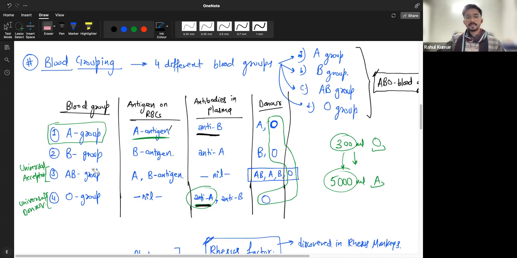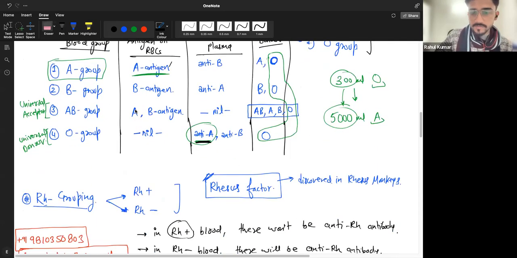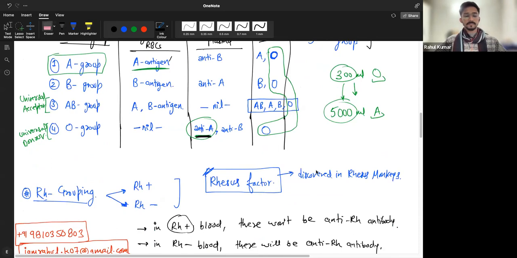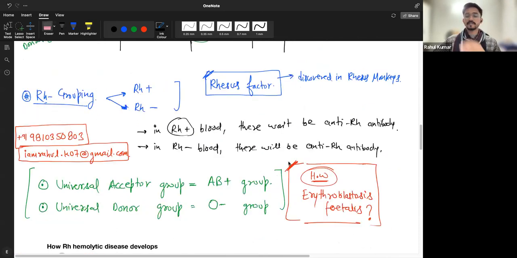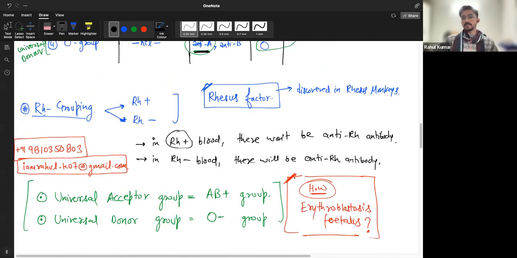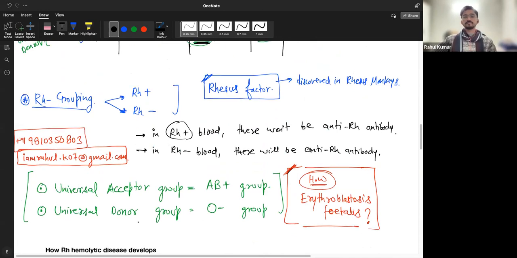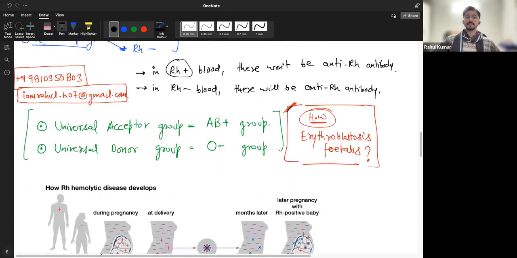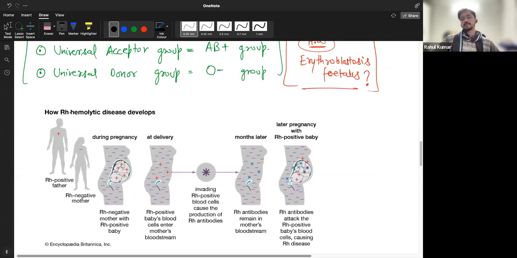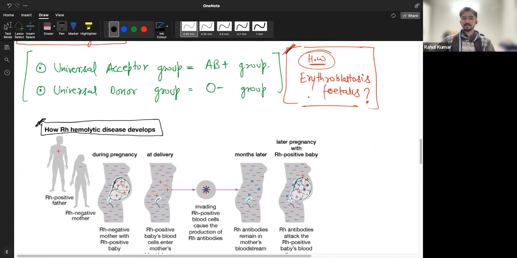Great point. Okay, so I asked you to go back and read about Erythroblastosis fetalis. Did anyone do that? Did anyone read what Erythroblastosis fetalis is? So we'll start with this. Look at this chart, which I have taken from Encyclopedia Britannica. Now, this talks about Rh hemolytic disease, but instead of focusing on this, just know that what we are talking about is Erythroblastosis fetalis.